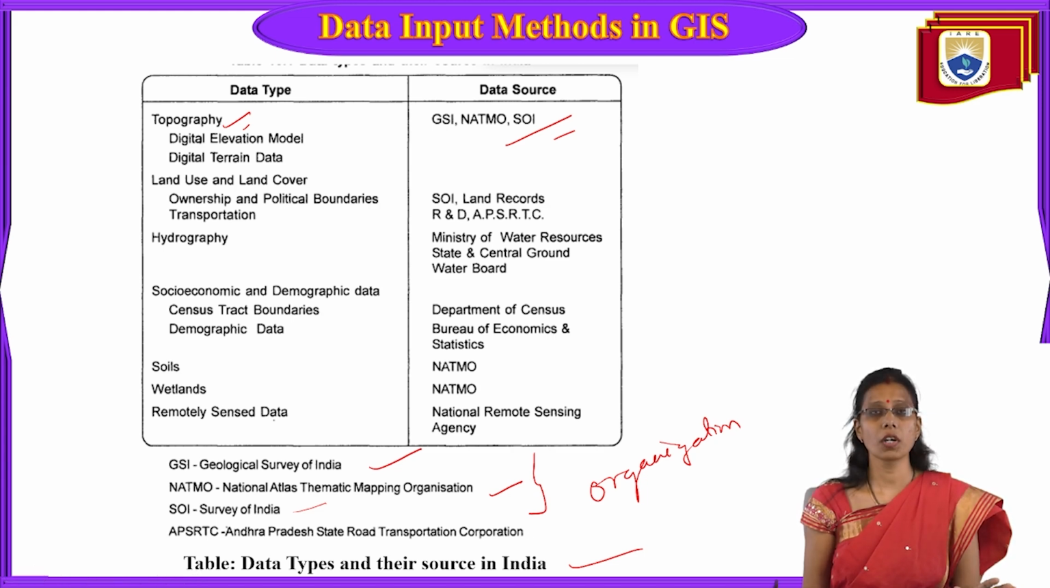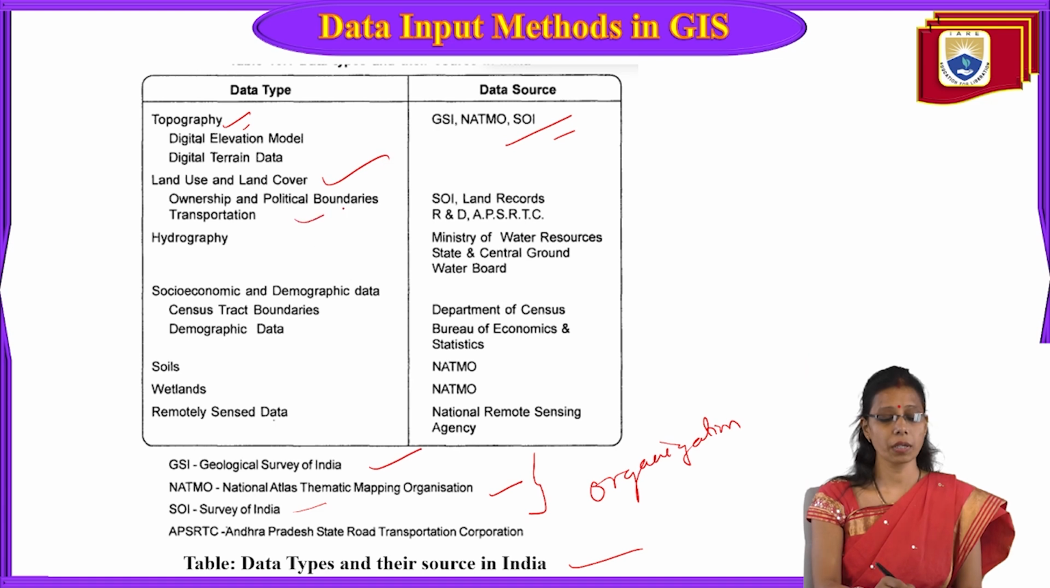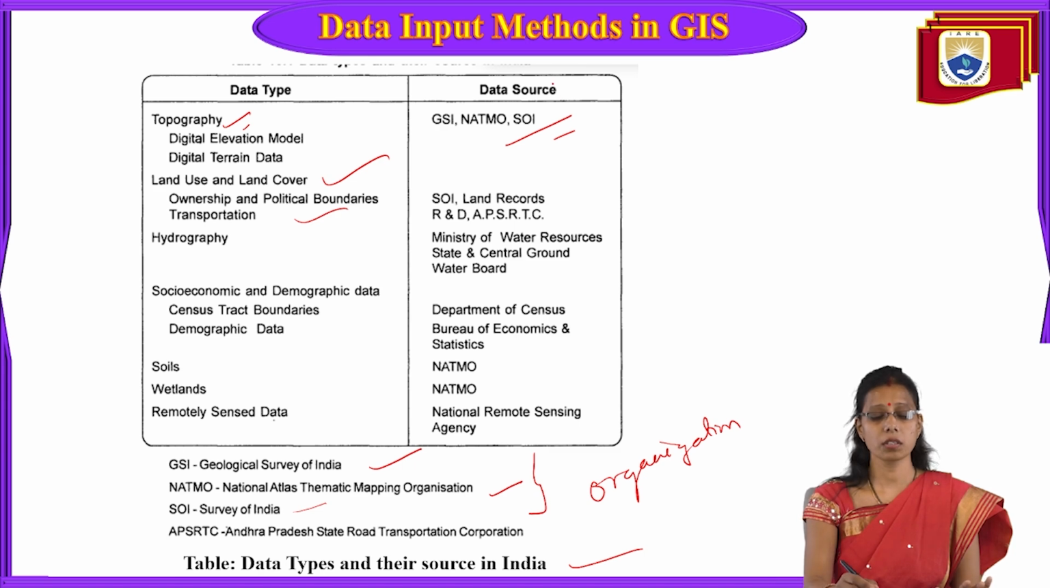Like that, if you want land use, land cover, ownership and political boundaries and transportation information, we can just find it through these sources. What are the sources here? SOI, the Survey of India, for land use, land cover, or through land records, or through R&B or APSRTC or TSRTC, whatever it may be, any state data. If you want to get the information, you can get it through these sources.